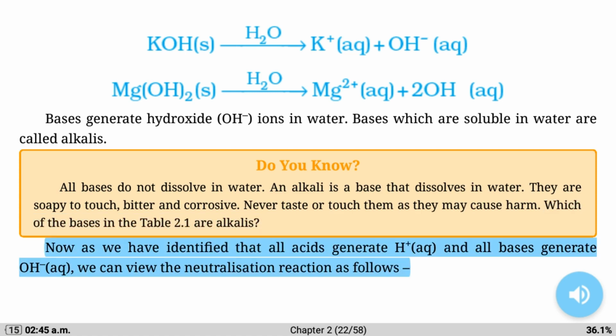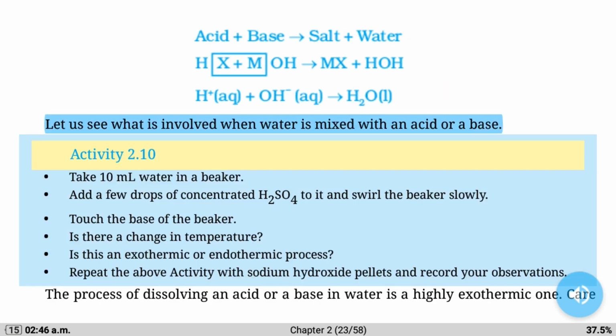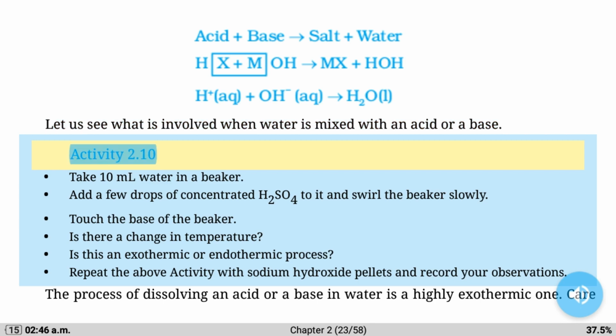Now as we have identified that all acids generate H+(aq), and all bases generate OH−(aq), we can view the neutralization reaction as follows. Let us see what is involved when water is mixed with an acid or a base. Activity 2.10. Take 10 mL water in a beaker. Add a few drops of concentrated H2SO4 to it and swirl the beaker slowly. Touch the base of the beaker. Is there a change in temperature? Is this an exothermic or endothermic process? Repeat the above activity with sodium hydroxide pellets and record your observations.